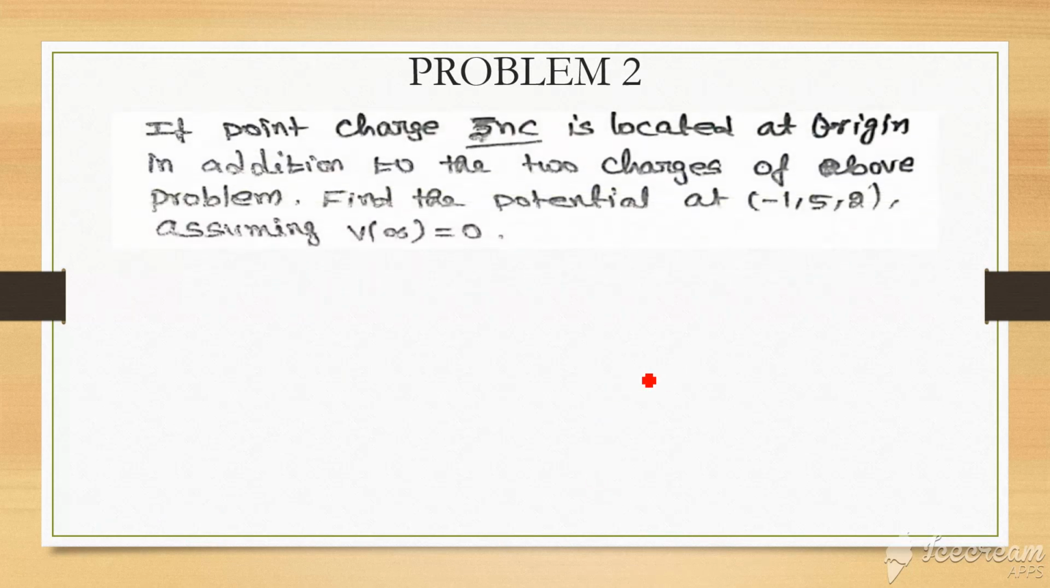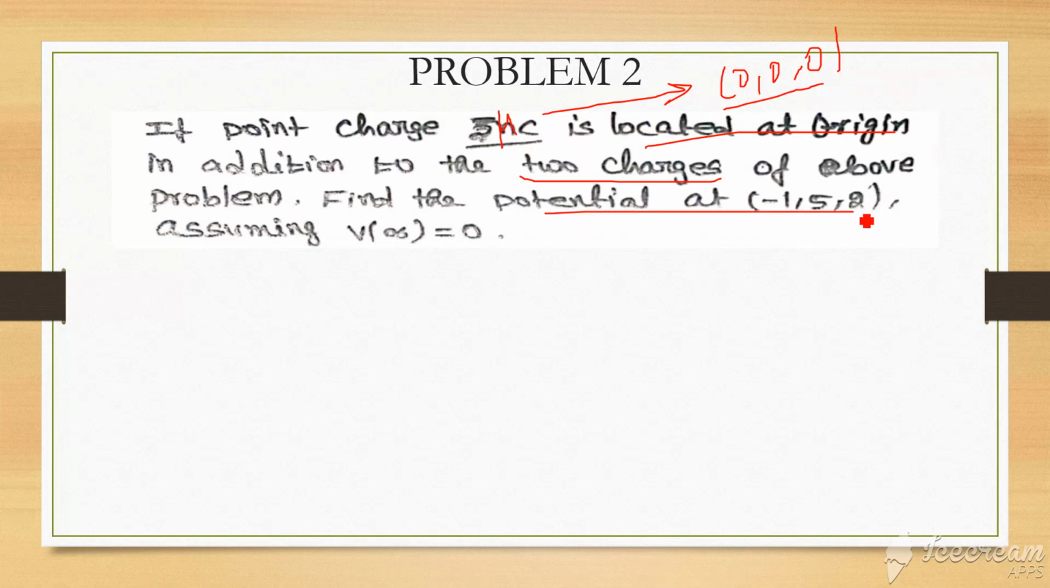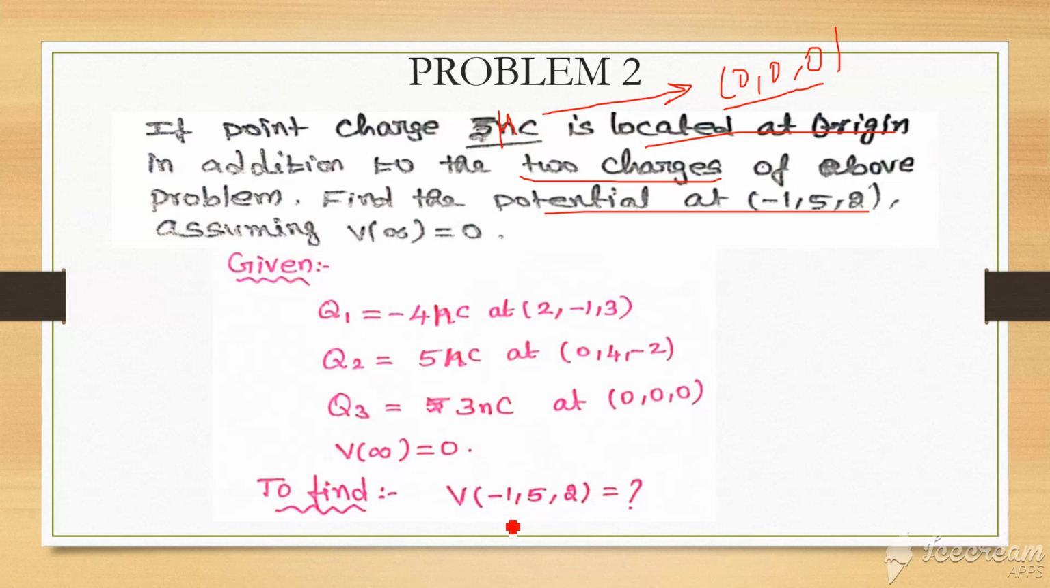Next problem. A point charge of -3 microcoulomb is located at the origin, that is the point 0, 0, 0. In addition to the two charges of the above problem, we add one more charge, -3 microcoulomb at the origin, 0, 0, 0. Now we need to find the potential at -1, 5, 2, assuming V of infinity is 0. Like the previous problem, first this is the given data, and we need to find the potential at this point.